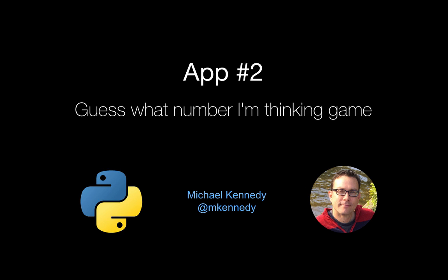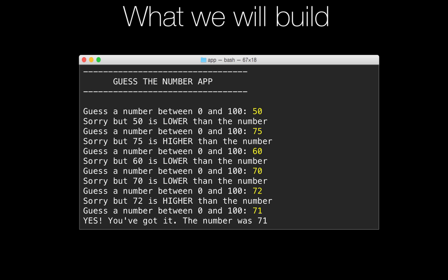This time we're going to build a game, a guess what number I'm thinking of game, and it's going to look like this. The program will start up and it will randomly choose a number between 0 and 100, and then it'll interact with the user going back and forth until they figure out what that number is. It'll ask them to enter a number and it'll say, no, that's too low, no, that's too high, and then finally you can see the user was able to figure out, hey, 71 was the number the program selected.